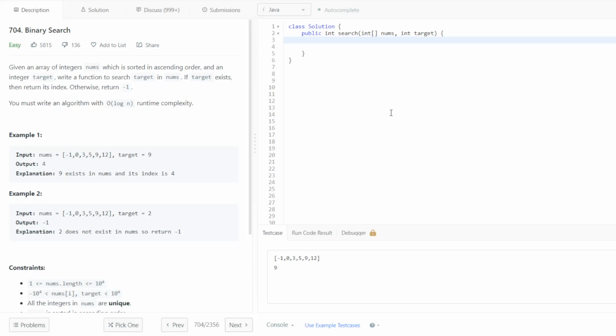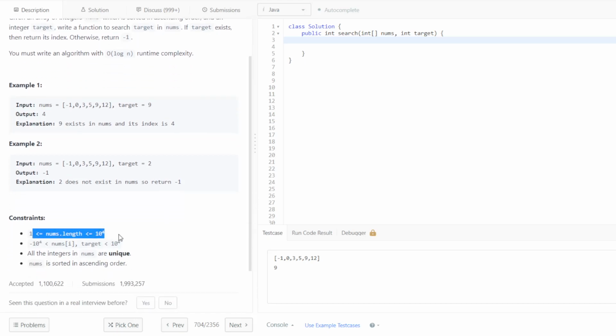Okay, so this is going to be the solution to the eighth problem in the Grind 75. This is binary search. To refresh our memory, this problem gives us a sorted array in ascending order and a target value. If our target value is in that array, then we want to output the index at which that value is at.